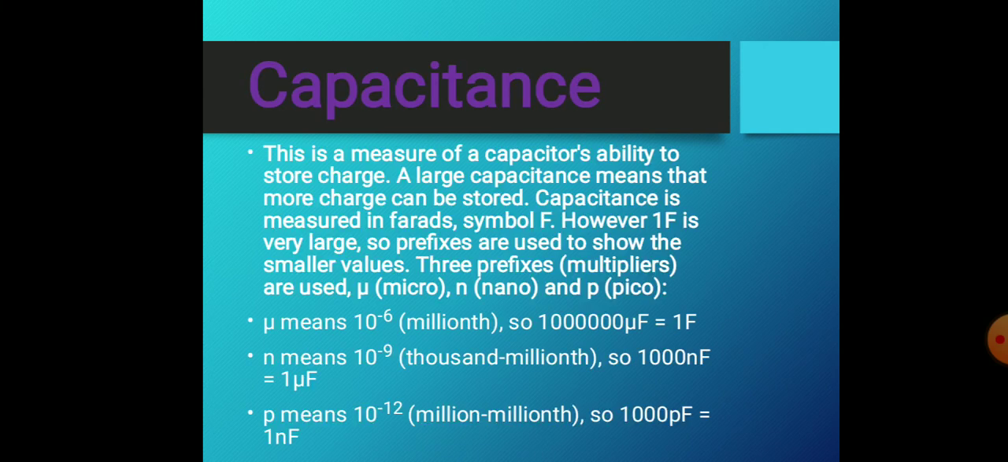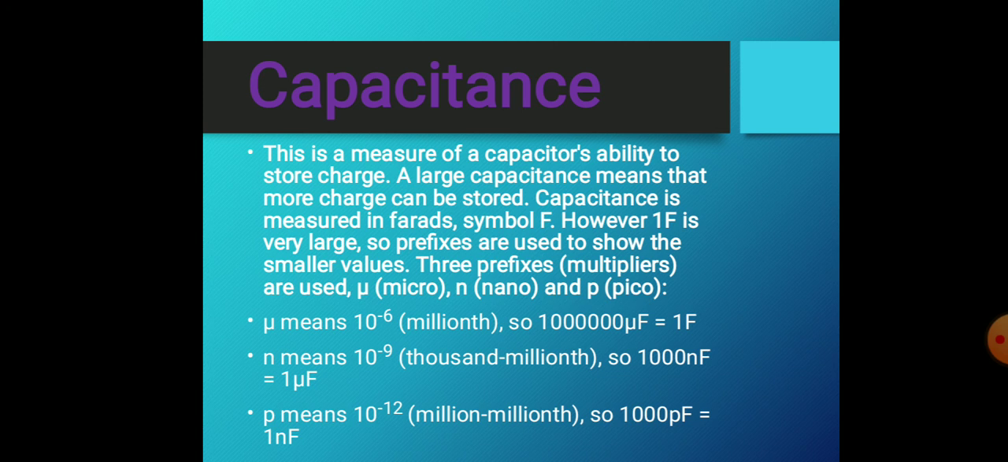Okay, so capacitance, this is the ability of the capacitor to store charge. In a resistor, we call it resistance, and it is its ability to resist or limit the flow of current. But here, capacitance is the ability of the capacitor to store charge. A large capacitance means that more charge can be stored. So capacitance is measured in farads. The symbol of farad is capital letter F.